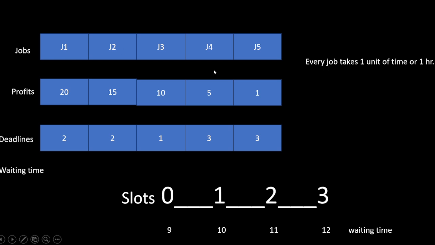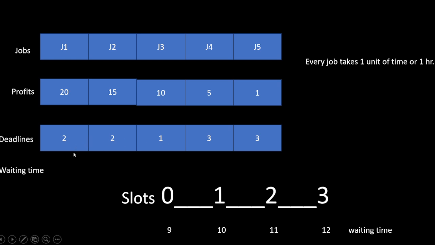Each job will consume 1 unit of time. Let us consider 1 unit as 1 hour. It can be days, years, or anything, but let us consider it to be 1 hour. J1, J2, J3, J4, J5 are the 5 jobs. Each job will produce a profit of 20, 15, 10, 5, and 1. These are the profits distributed for each job assignment, and the deadlines are given as 2, 2, 1, 3, 3.